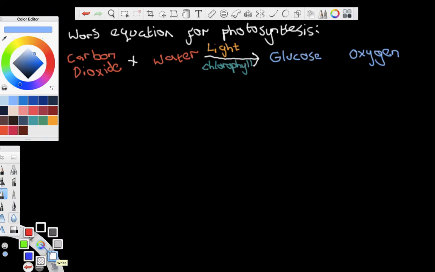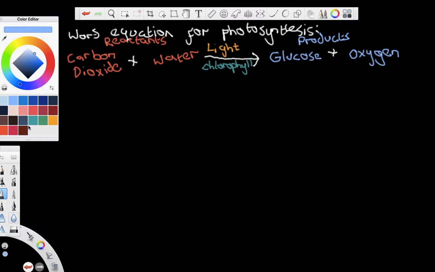Okay. Now the reason I've done these in a specific colour is because the orange ones are the reactants and the blue ones are the products. So these are our reactants. I should have left myself some space. Reactants. And the blue ones over here are our products. So carbon dioxide, when added to water in the presence of chlorophyll and light, will make glucose and oxygen. Now, reactants are needed for photosynthesis to take place.